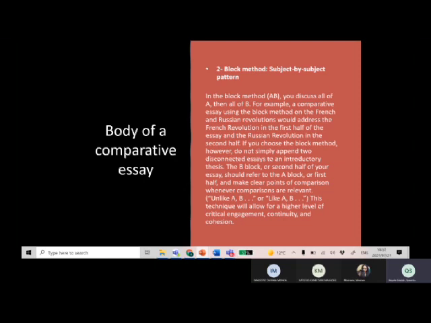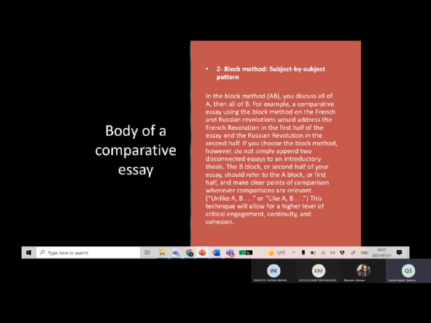So for example, a comparative essay using the block method on the French and Russian revolutions will address the French Revolution in the first half of the essay, and then address the Russian Revolution in the second half of the essay. If you choose the block method, however, do not simply append 2 disconnected essays to an introduction.